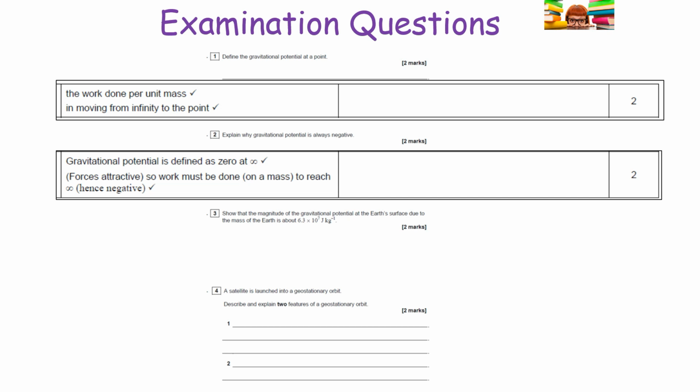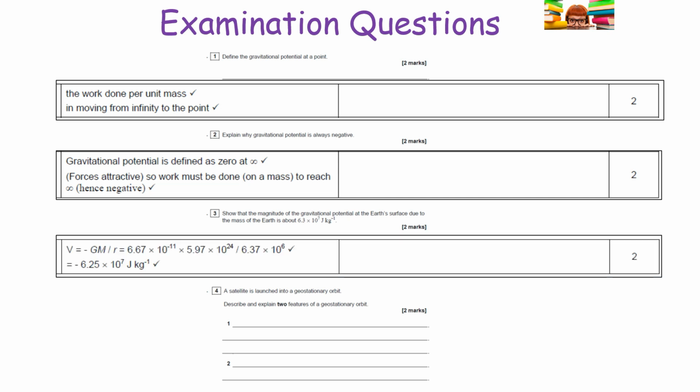Next one is then use your equation to work out the value of the gravitational potential. Now, notice it says the magnitude of gravitational potential. So whilst the equation is V is equal to minus GM over r, you can ignore the minus because it's asking for the magnitude.